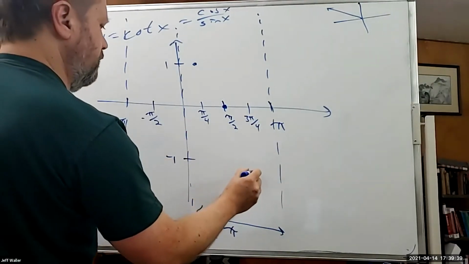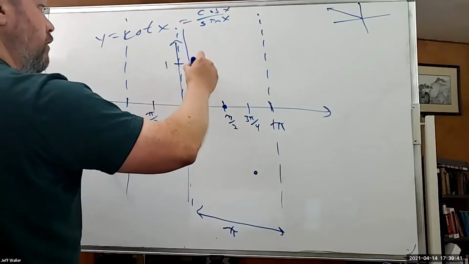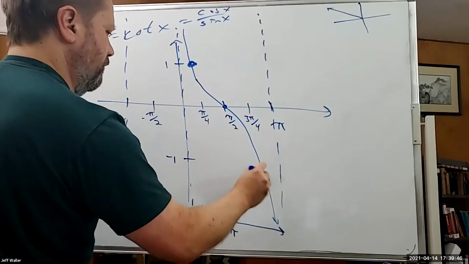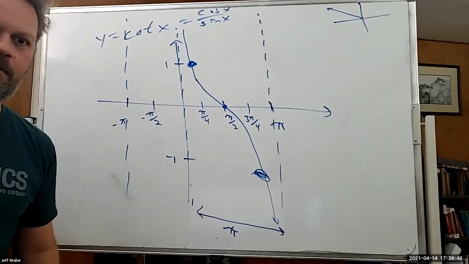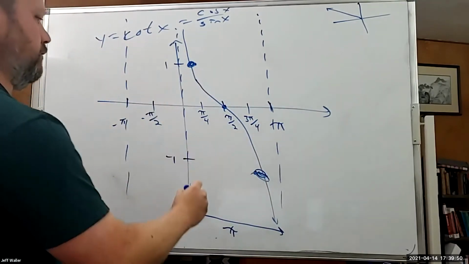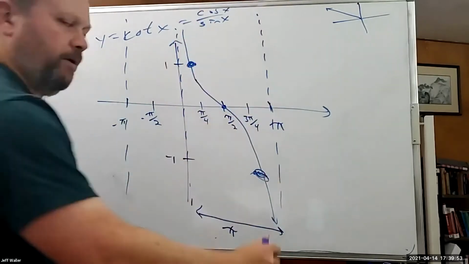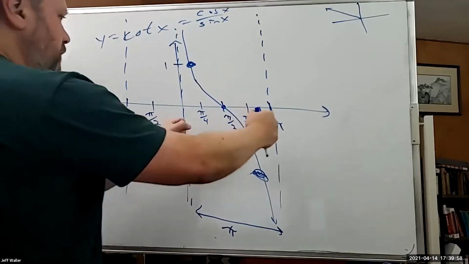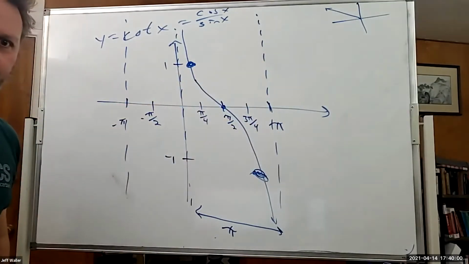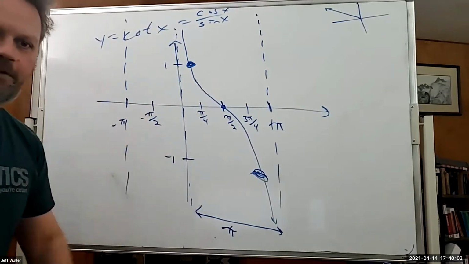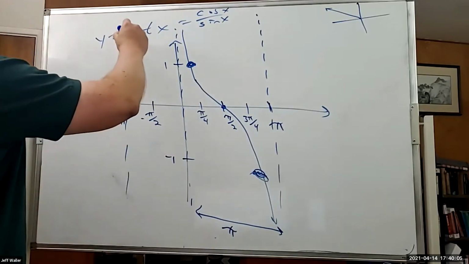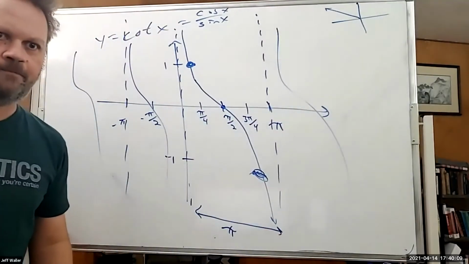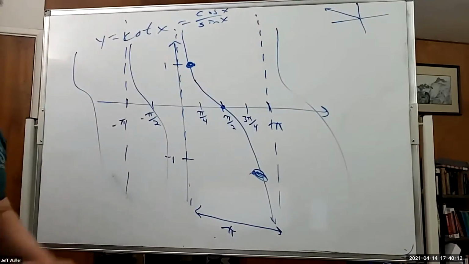So it does have the same shape. It's just been reflected. I'll make that bigger. Do you see how tangent went like this, of course, and this is going the other way? So it's been reflected, not just shifted, but also reflected. Just to do weird things. And of course, it goes forever.